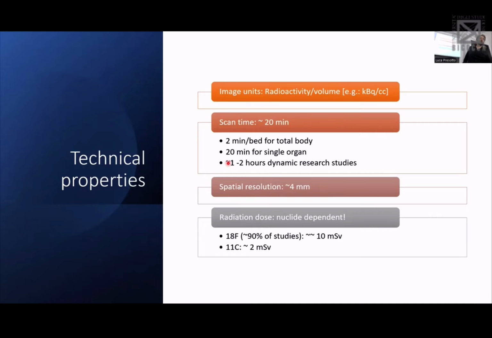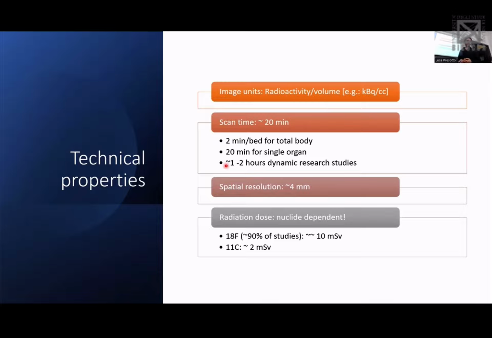For research studies, you can go up to 1 hour or 2 hours to see the distribution of molecules over time, but this is very rare. The spatial resolution is around 4 millimeters. That's the intrinsic resolution of older scanners.